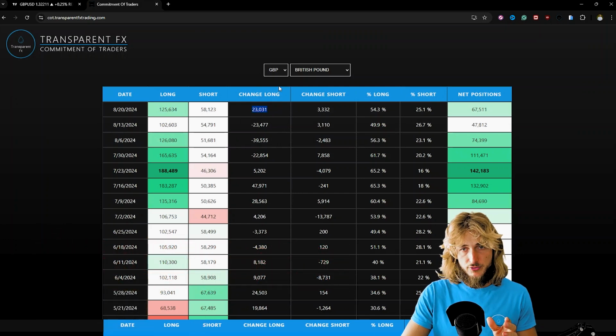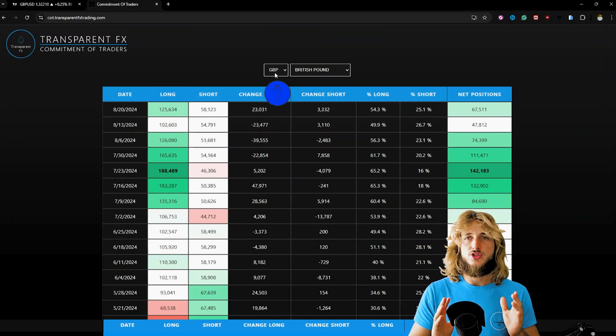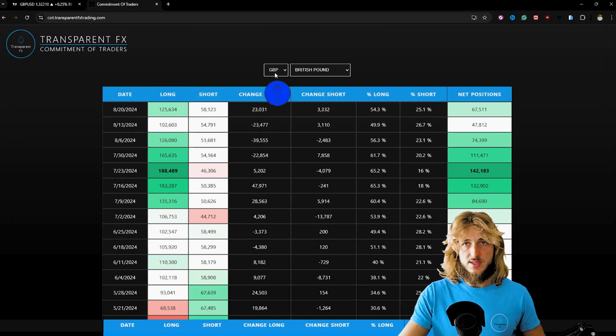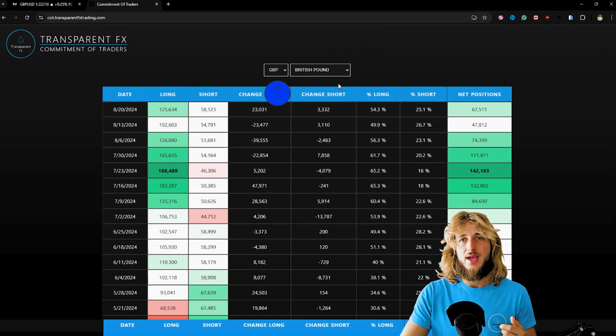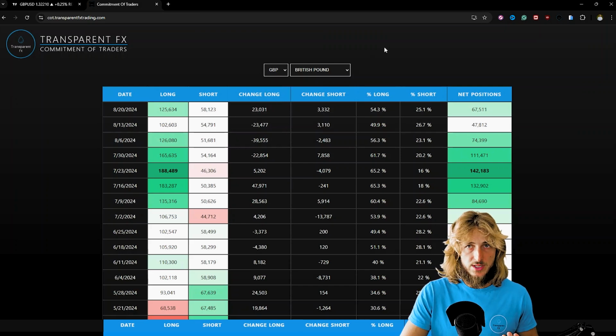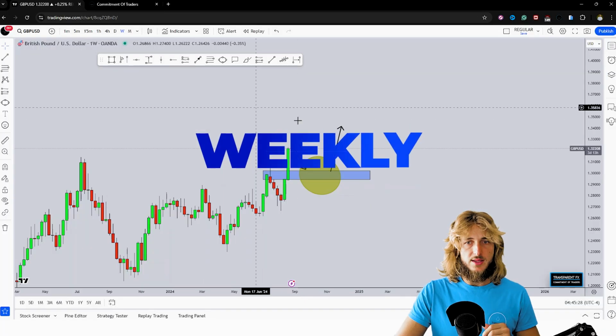And keep in mind that if we're looking at the data for the GBP, we're actually already looking at GBPUSD, because all currencies on the spot are traded against the USD. So let's keep this in mind and move back to the chart.